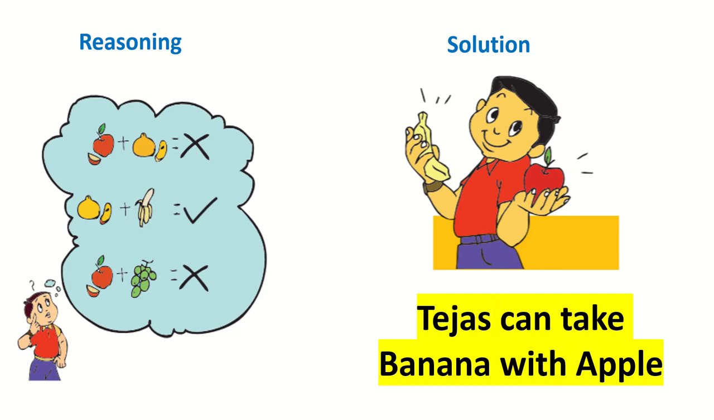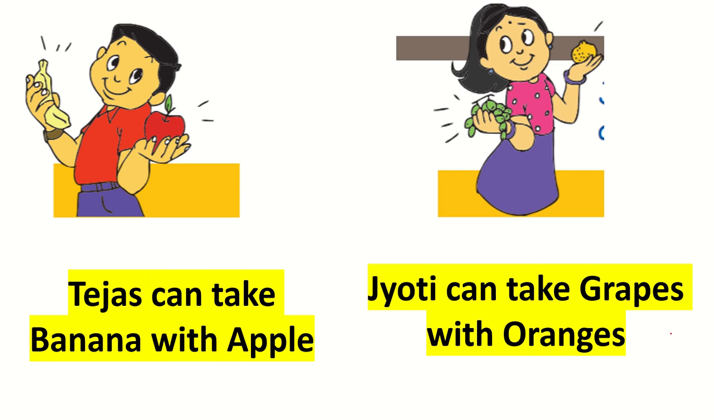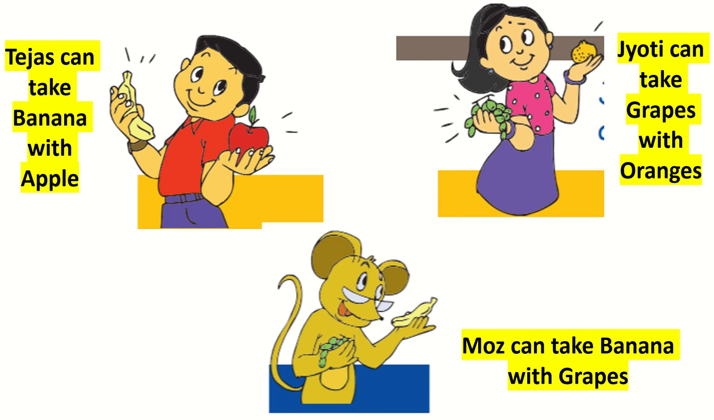Yes, as you can see on the screen, apple cannot be taken with oranges and grapes. Therefore, grapes can be taken with oranges and banana. So we have learned here that if Jyoti has picked grapes, then she can take oranges. And if she has taken oranges, then Mose can take banana with grapes also. So in this way, by applying logical thinking, we can solve any problem.